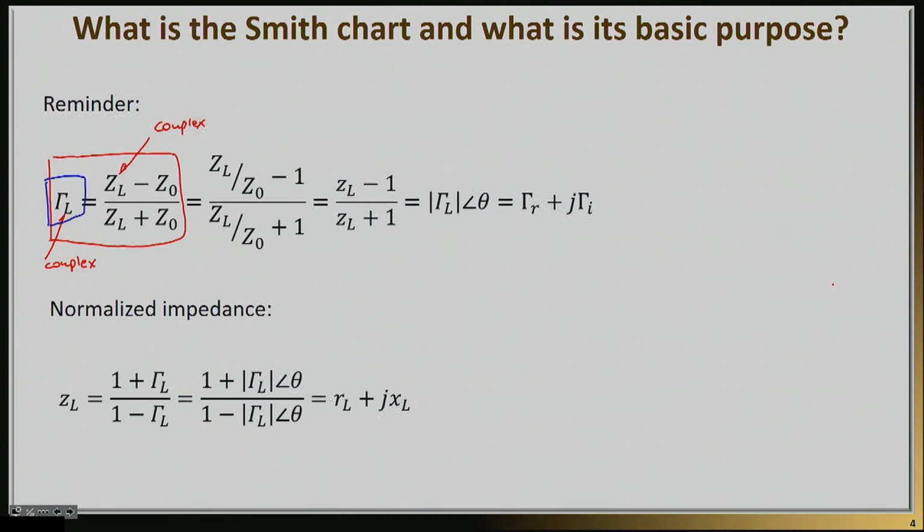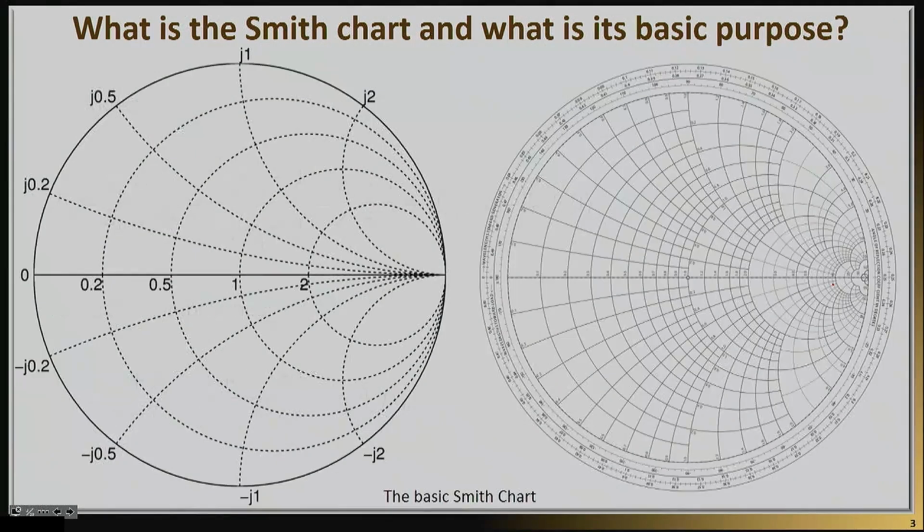So if I go back to the graph that I showed you before, the first thing I want you to realize is that this is essentially something plotted on top of gamma L. This point here, which is right next to the number 1, is actually the origin. This is the real axis of gamma L. And this is the imaginary axis of gamma L. So literally, the Smith chart is something plotted on top of the complex plane of gamma L.